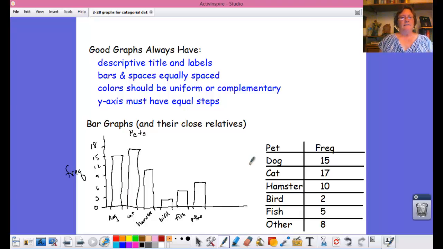Well, here's mine. It's not the most beautiful graph I've ever seen, but I believe it does get the idea across. You can tell that more households had cats as pets than any other thing. Let's look at some relatives of the bar graph.